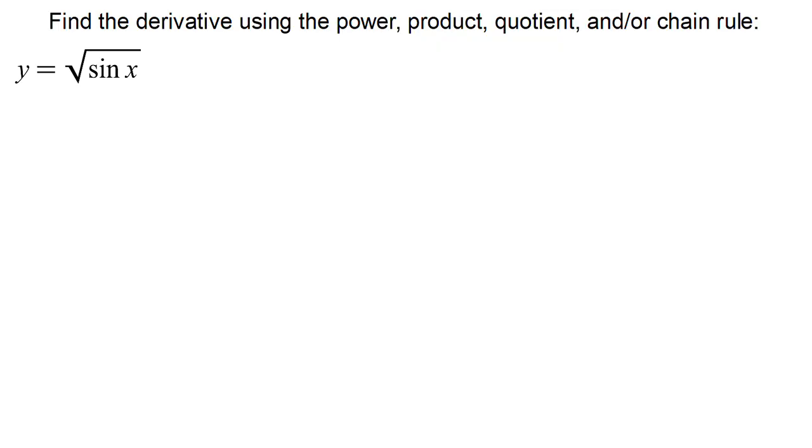For number 7, we've got y equals the square root of sine x. Well, that's just a composition of functions. It's the square root of u, where u is equal to sine x. So we'll use the chain rule.